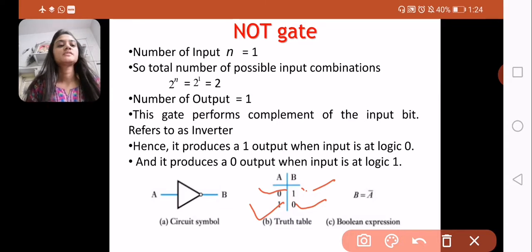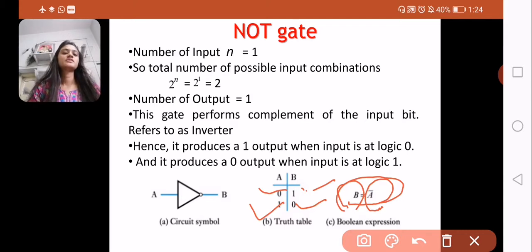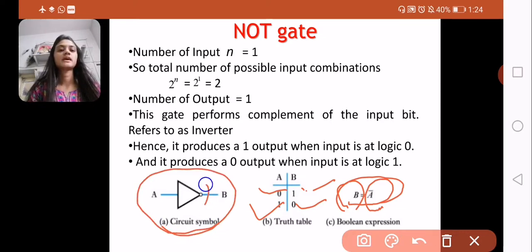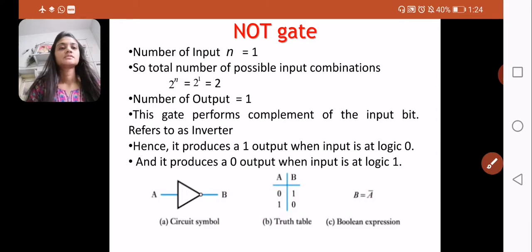So the equation we can write is that output is complement of input. So B is output and complement of input A, that is A bar. So the equation will be B is equal to A bar. And you have to remember the NOT gate symbol: a triangle and then a bubble. So this was the NOT gate.